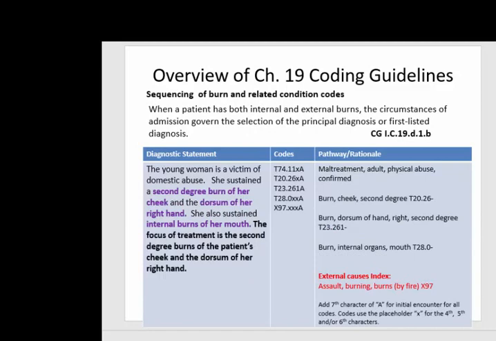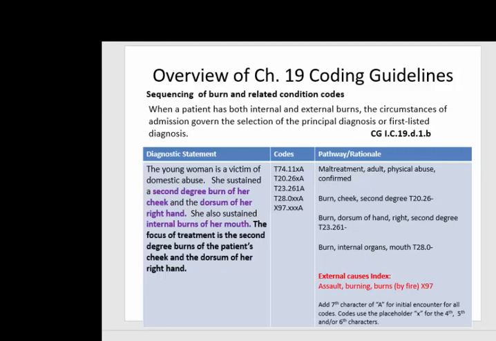The next guideline is talking about those cases where the patient has a burn but also has other things going on. What I'm talking about in this particular scenario is domestic abuse or a confirmed case of adult abuse. There is a separate podcast that talks about child and adult abuse, but just for now, know that that is always going to be your principal diagnosis when you're confirming abuse.